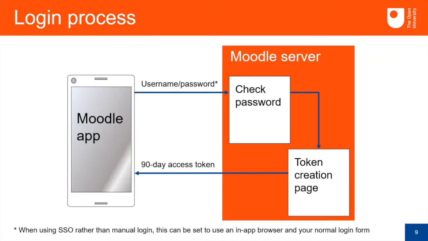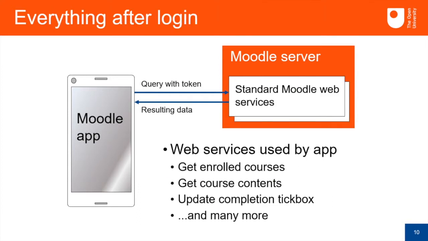So the app communicates with the Moodle server to do everything. When you log into the server, after you've typed in the server address, you'll need to log in with your username and password. The server will check the password and create a token for you. By default, it lasts for 90 days. Then everything else the app does is authenticated using that token, and it's done just by calling standard Moodle web services on the Moodle server.